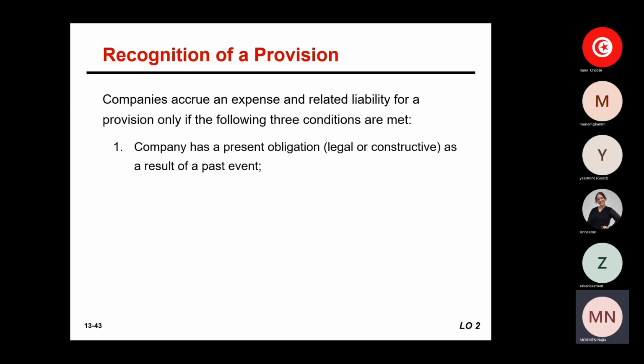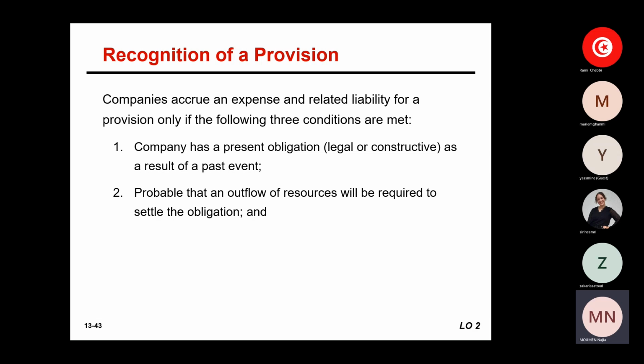What is the first one? Here, you should have a present obligation, and this obligation can be in the form of legal or constructive. We'll see what is legal and constructive. And of course, this present obligation is resulting from a past event. So that's the first part of the definition of a liability. The second is what we said in the prior slides, a present obligation that will make what?